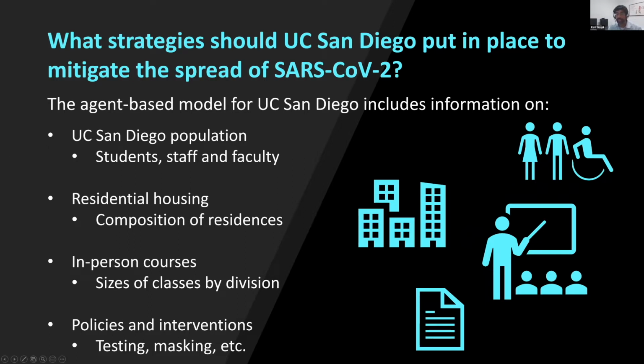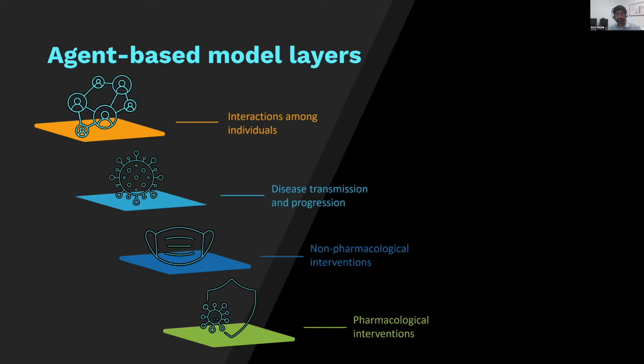The agent-based model that we used for answering this question can be broken down into 4 components or layers, and these layers are presented here. The first layer simulates the interactions among the population that can transmit the virus. The next layer simulates the transmission of SARS-CoV-2 and disease progression of COVID-19 for infected individuals. And the following 2 layers, 3 and 4, are for non-pharmacological interventions, so that could be masking, testing, contact tracing, etc., and pharmacological interventions, which is vaccinations. These layers are fairly consistent across all agent-based models that we built for the other questions, though the specifics could be different.